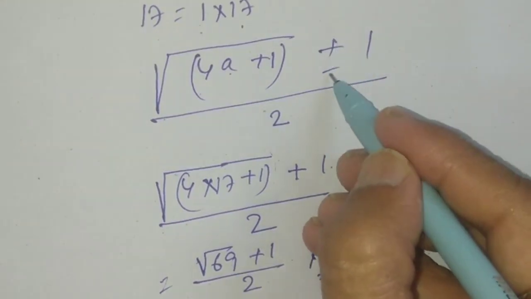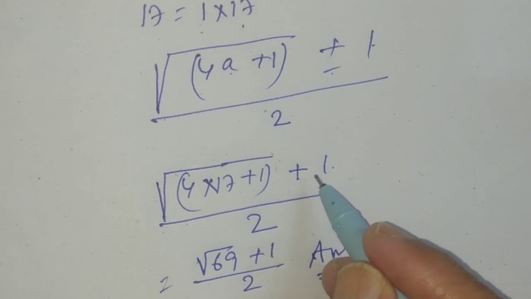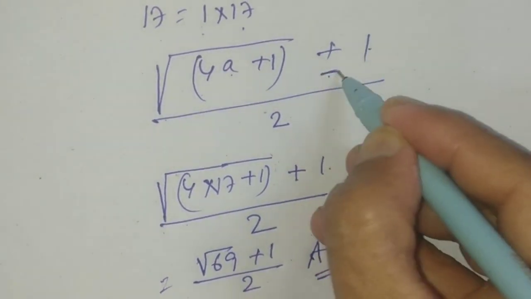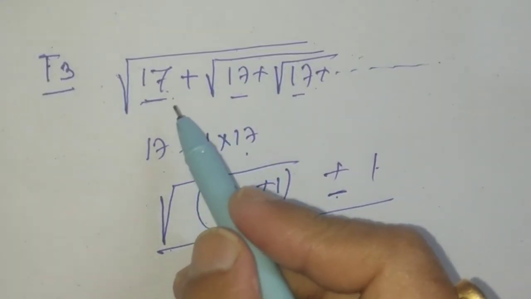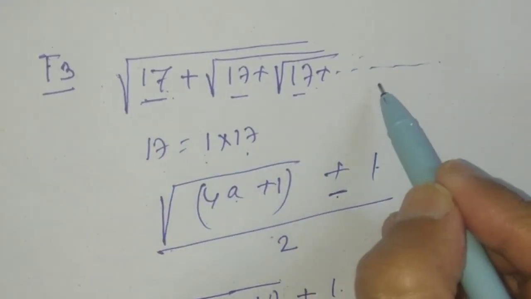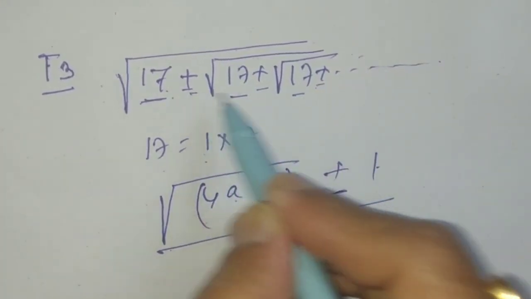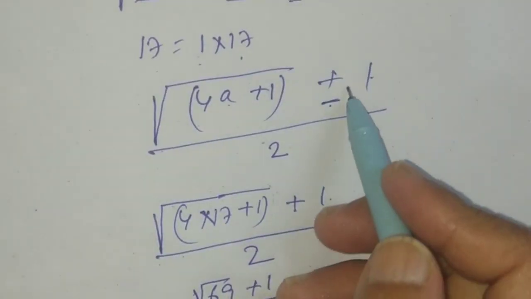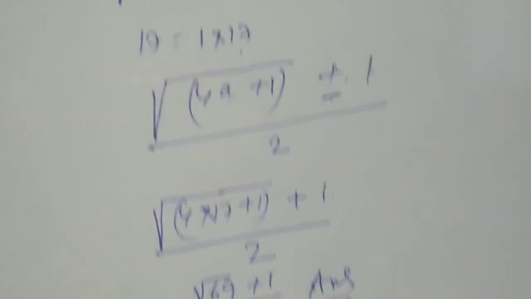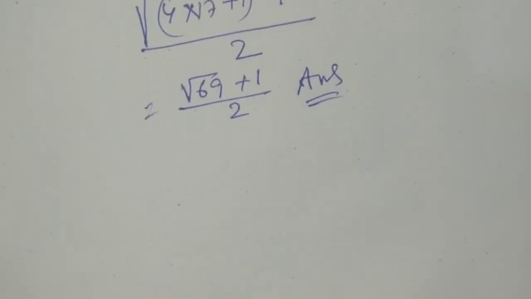Here it is written plus minus 1, but I have written here only plus 1. Why have I written plus 1 instead of minus 1? Because you just look at the question. All are plus. Here it is plus, here it is plus, here it is plus. So I have taken plus 1 here. Is it clear now?